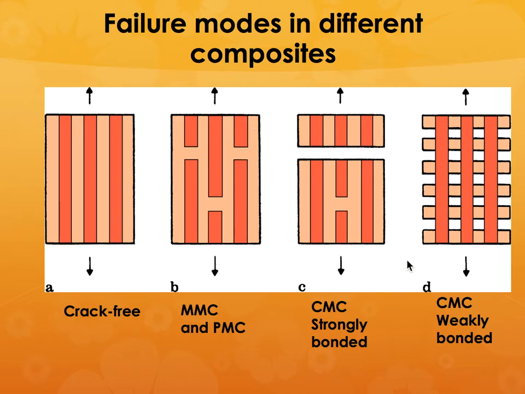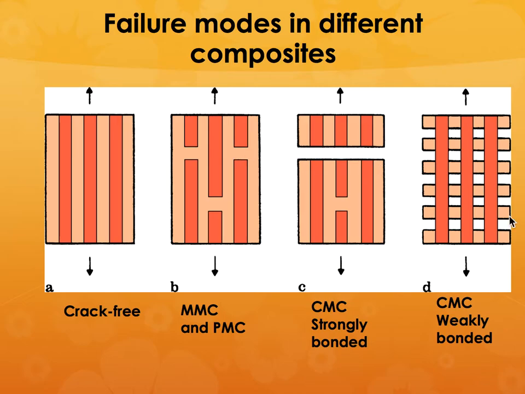In the case of ceramic matrix composites, you are going to have two cases. One in which the fiber matrix interface is very strong and bonds the fibers pretty strongly to the matrix, or you can have a weak interface between the matrix and the fibers. If you have a strong interface, most of the time this material is going to break like a brittle material, so you're going to have a flat failure.